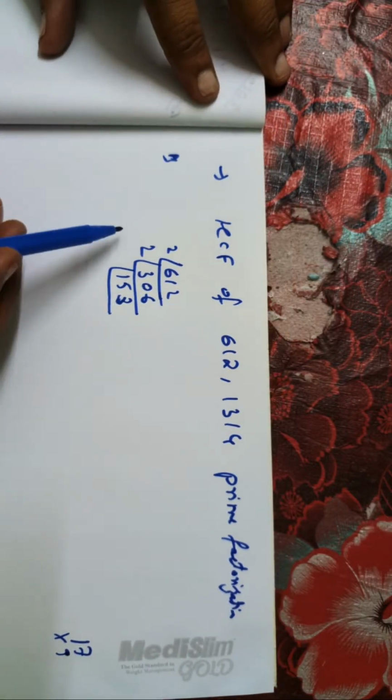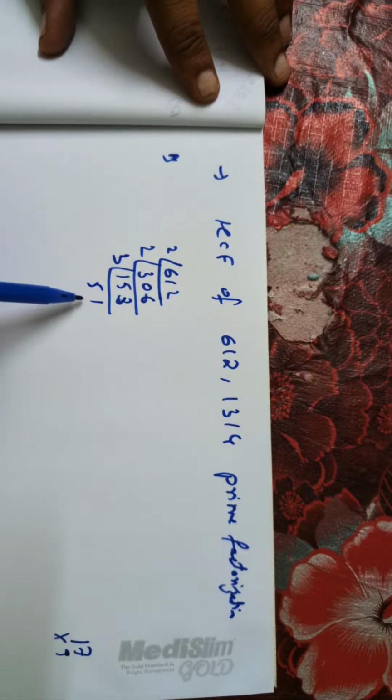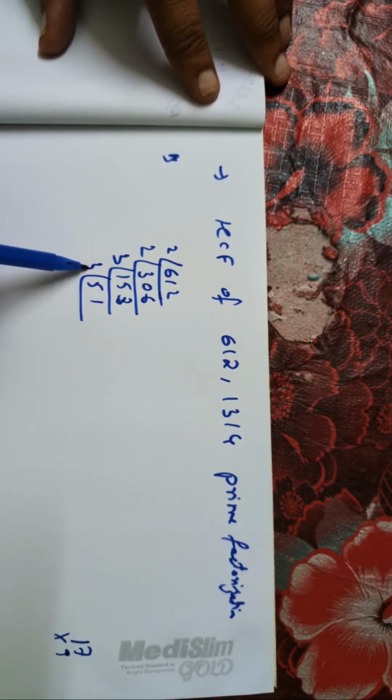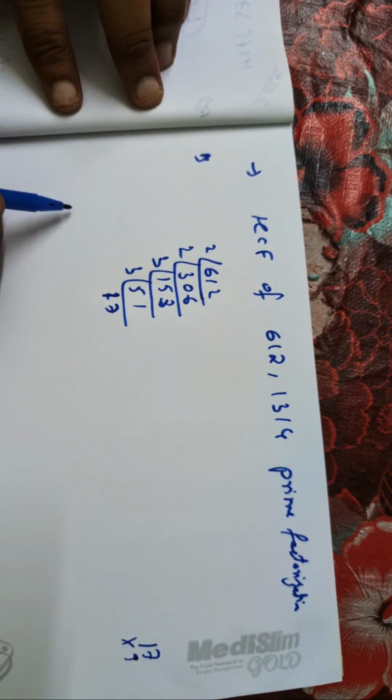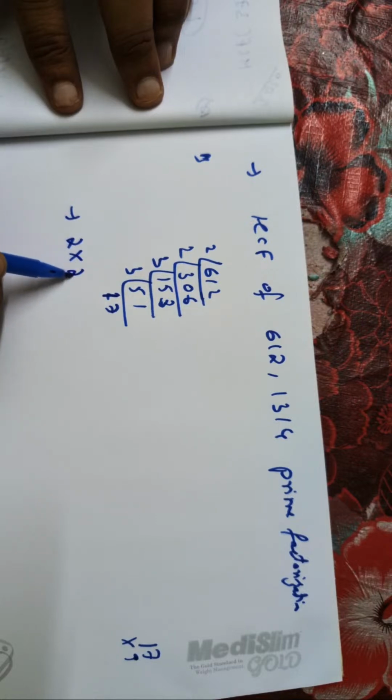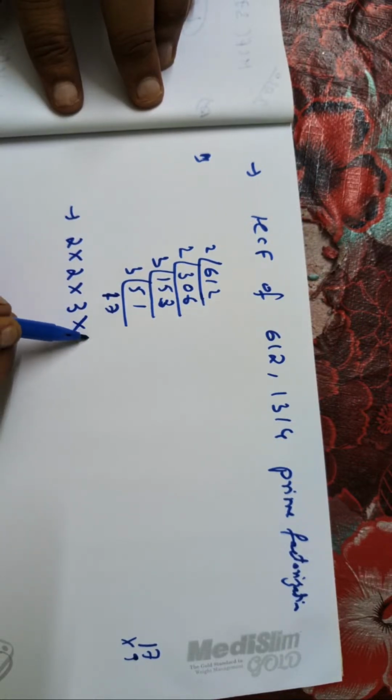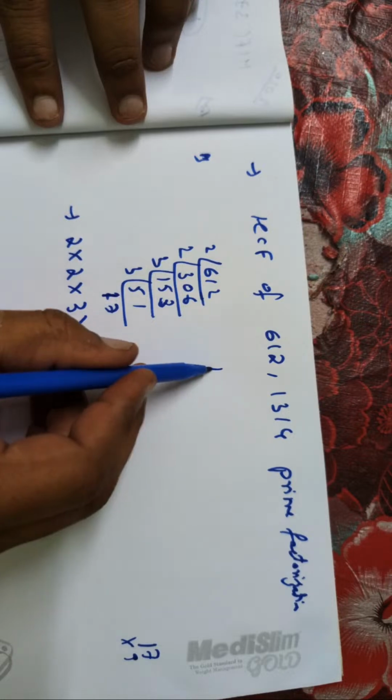Sorry, it can be divided by 3 itself first. So 3 fives are 15, 3 ones are 3, and again 3 ones are 3, 3 sevens are 21. So the final answer is 2 into 2 into 3 into 3 into 17. This is for 612.